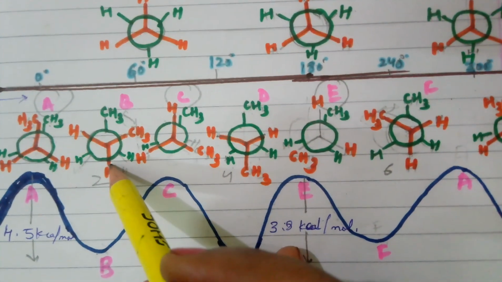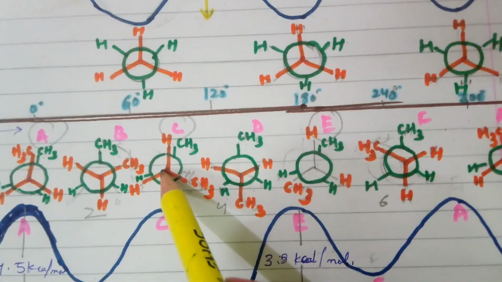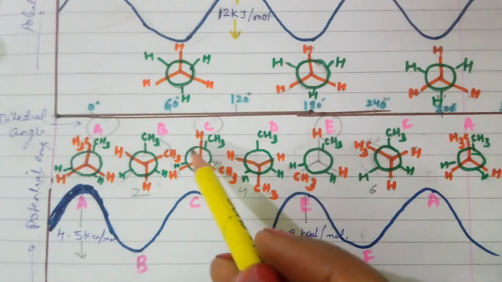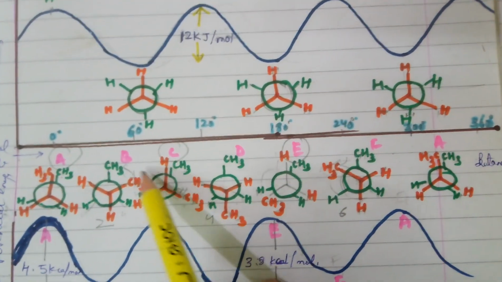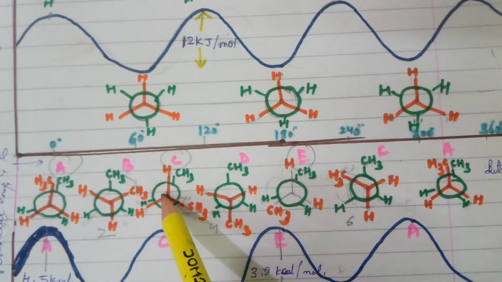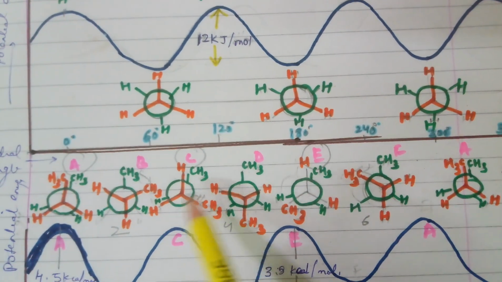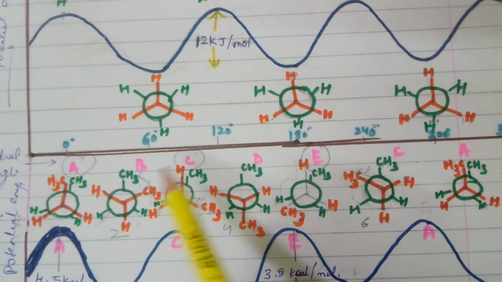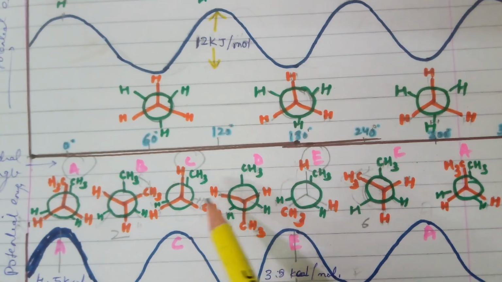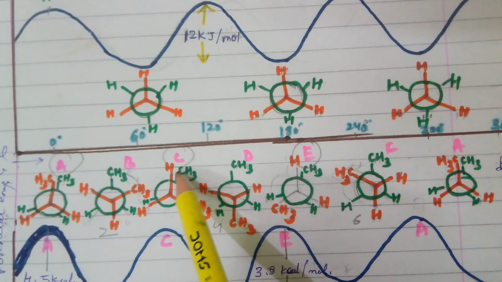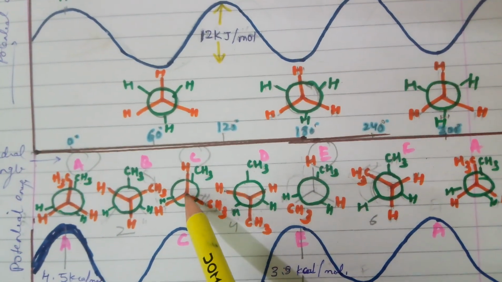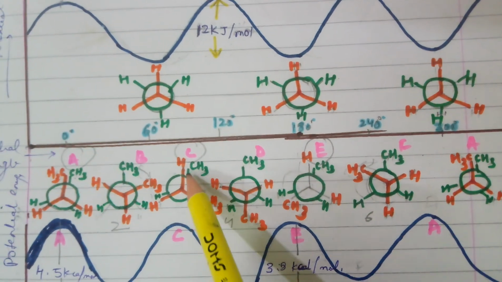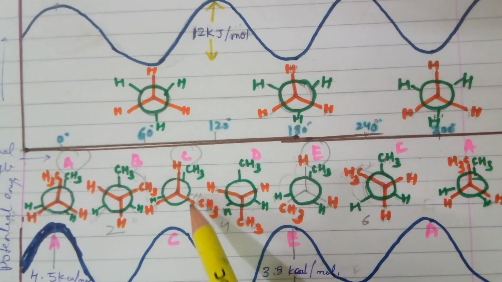Again we change it by 60 degrees, we again get the eclipsed one. Every time it will happen, whether ethane or butane or any alkane you write, by changing 60 degrees we will get staggered, eclipsed, but the energy can be the same for all the staggered, or it can be different depending upon the substituents. So here we get the eclipsed, but this eclipsed is not of that high energy as A, as CH3 and H are eclipsing, not CH3.